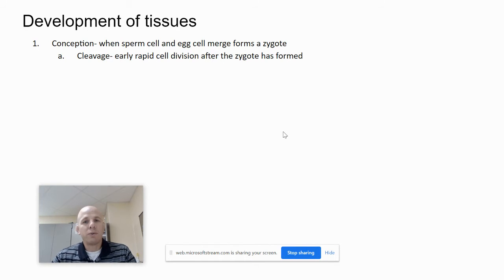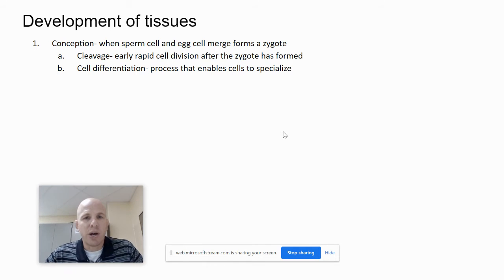Okay, so we have the zygote formed. The zygote goes through cleavage, and it's just going to go through rapid cell division. Now, the cell differentiation thing, I'm going to come back to that. Basically, that's making different cells for different jobs, but we'll come back to that.